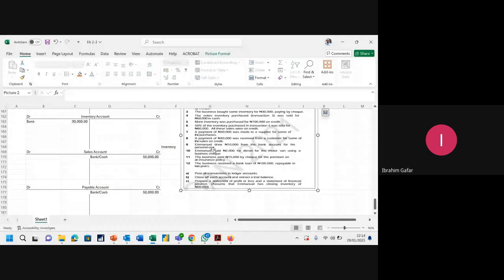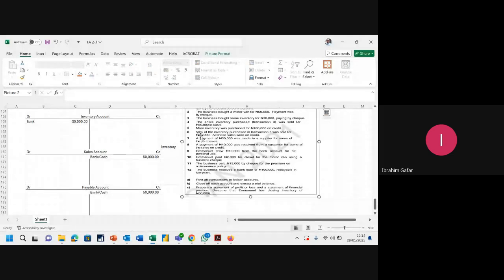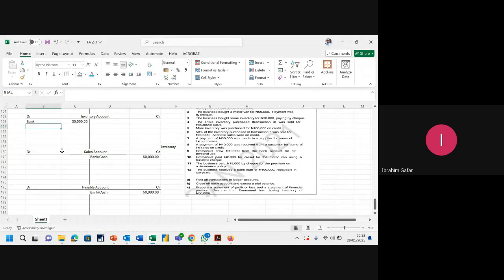So you said more inventory was purchased for 100,000 naira. Now we have inventory accounts here. So we are going to have payable, right? Yes, sir. They will credit inventory and debit payable.